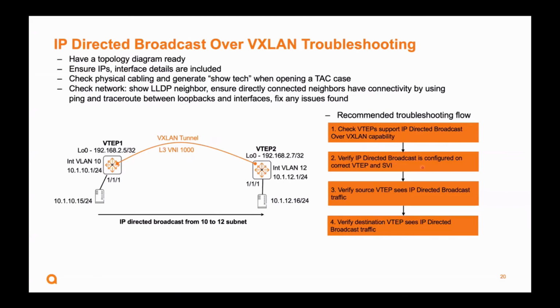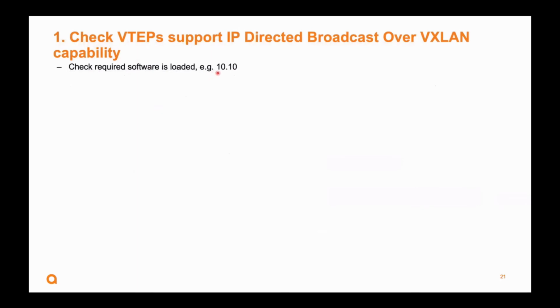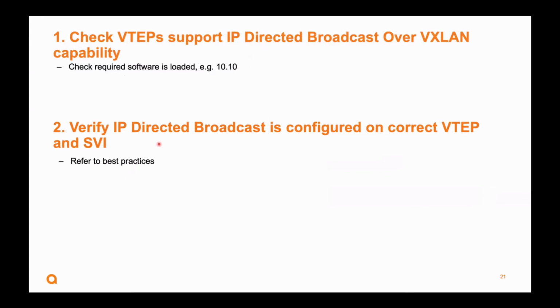Next, you can verify that it's configured correctly on the correct VTAP and SVI. Next, on the source VTAP, you want to make sure that you see the broadcast traffic. If the VTAP doesn't see it, that means there's a problem with the source device. Next, at the destination VTAP, you want to check if it sees the broadcast traffic. So make sure the correct software is loaded. If someone tries to enable it in an older version, it will not work. And you want to configure it correctly, so refer to the best practices.